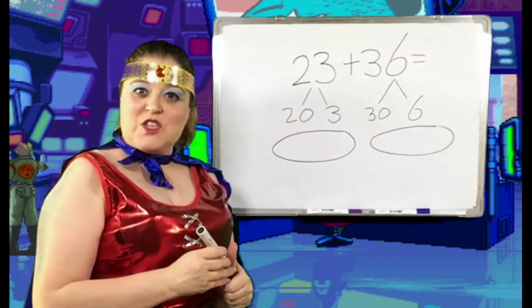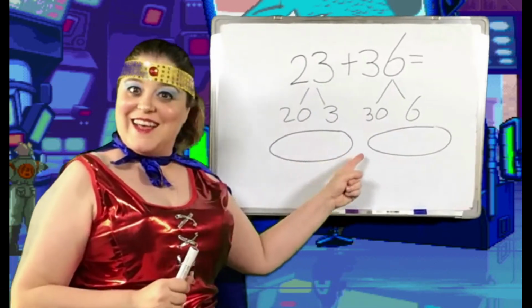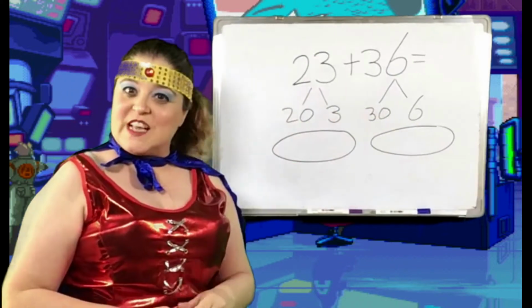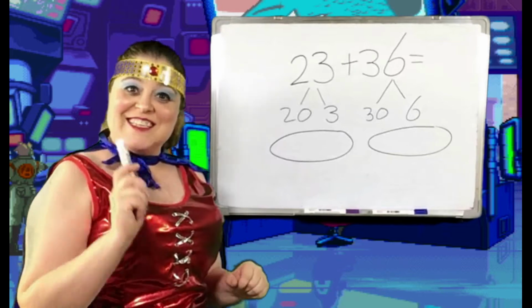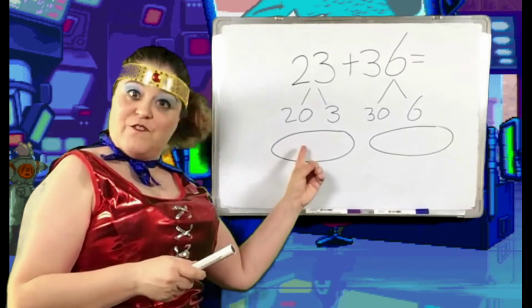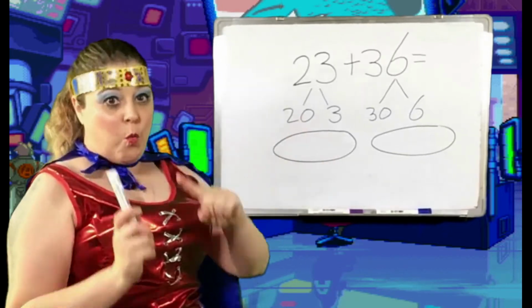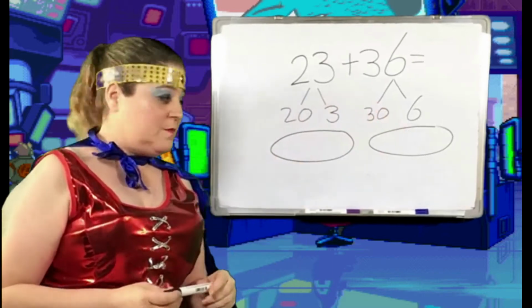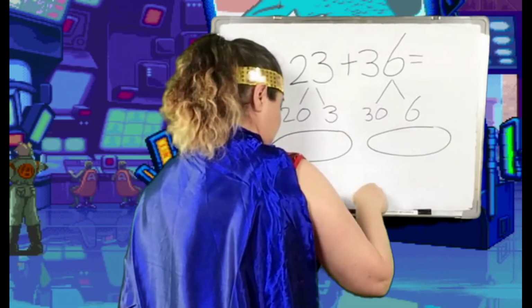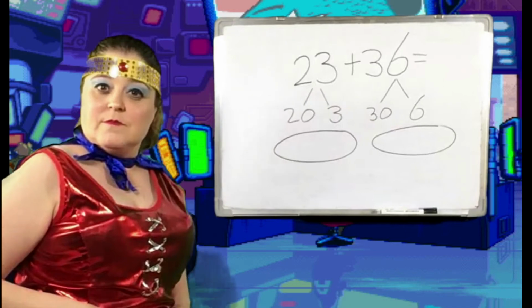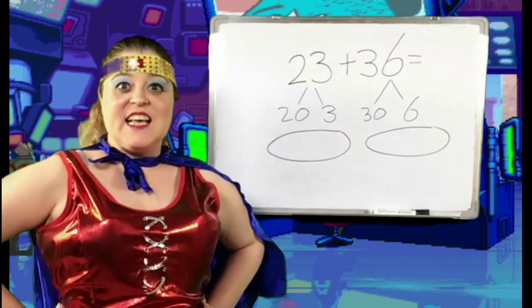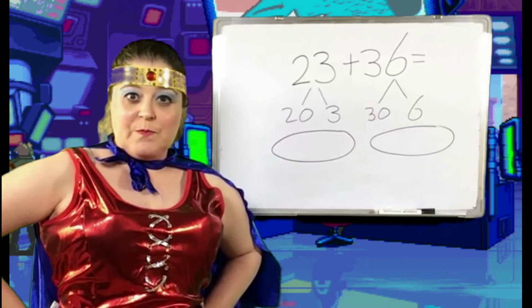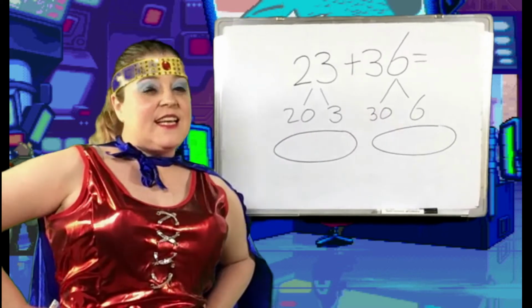There. That's what your whiteboard should look like now. Two big ovals underneath your partitioning. Now, put the tens in the first circle and the ones in the second circle. Go on. The tens in the first circle and the ones in the second circle.